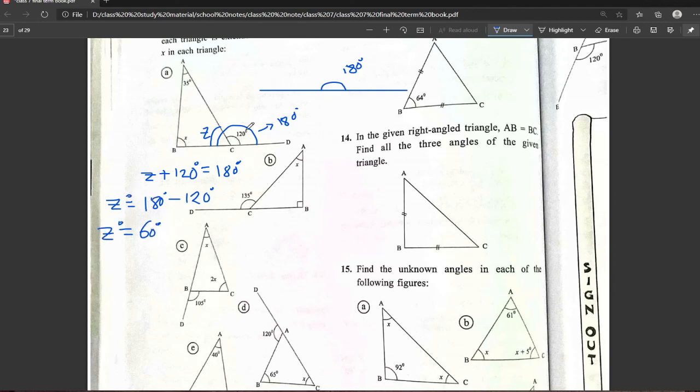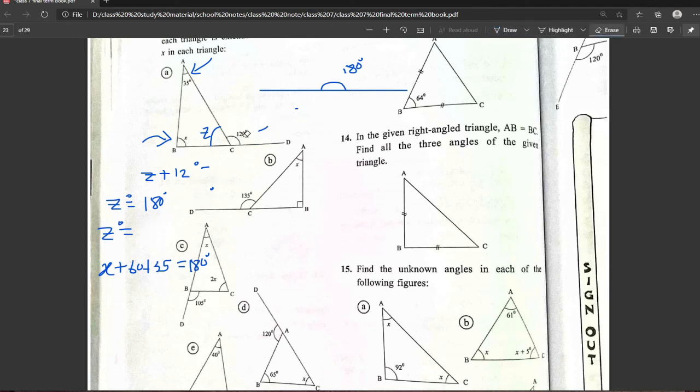So that is how we will find the value of z first. Then you know the value of z. You know the upper one also, that is 35. You need to find x. That is, in a simple way, x plus 60 plus 35 equal to 180. And that is how we are going to find the value of x. So very simple in this case.